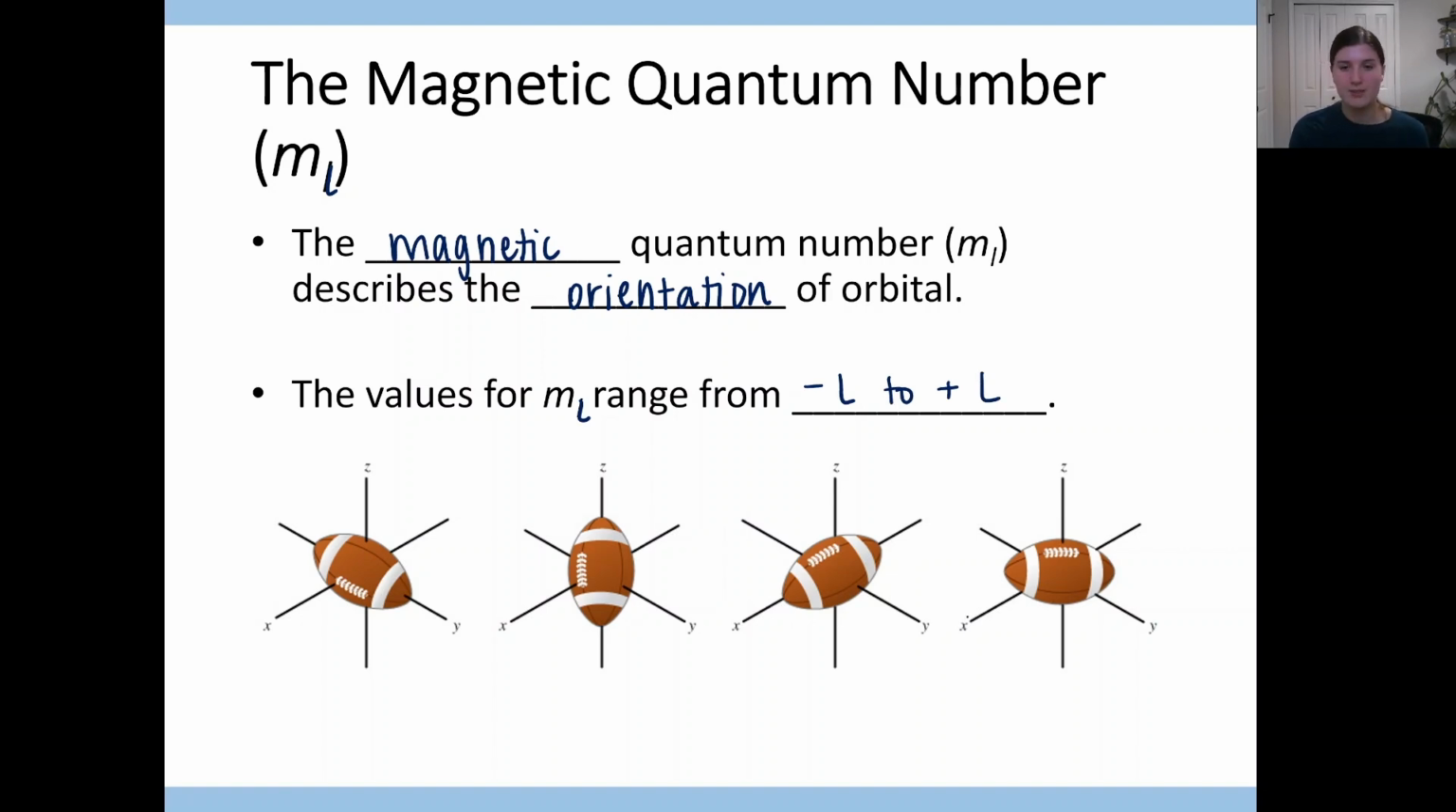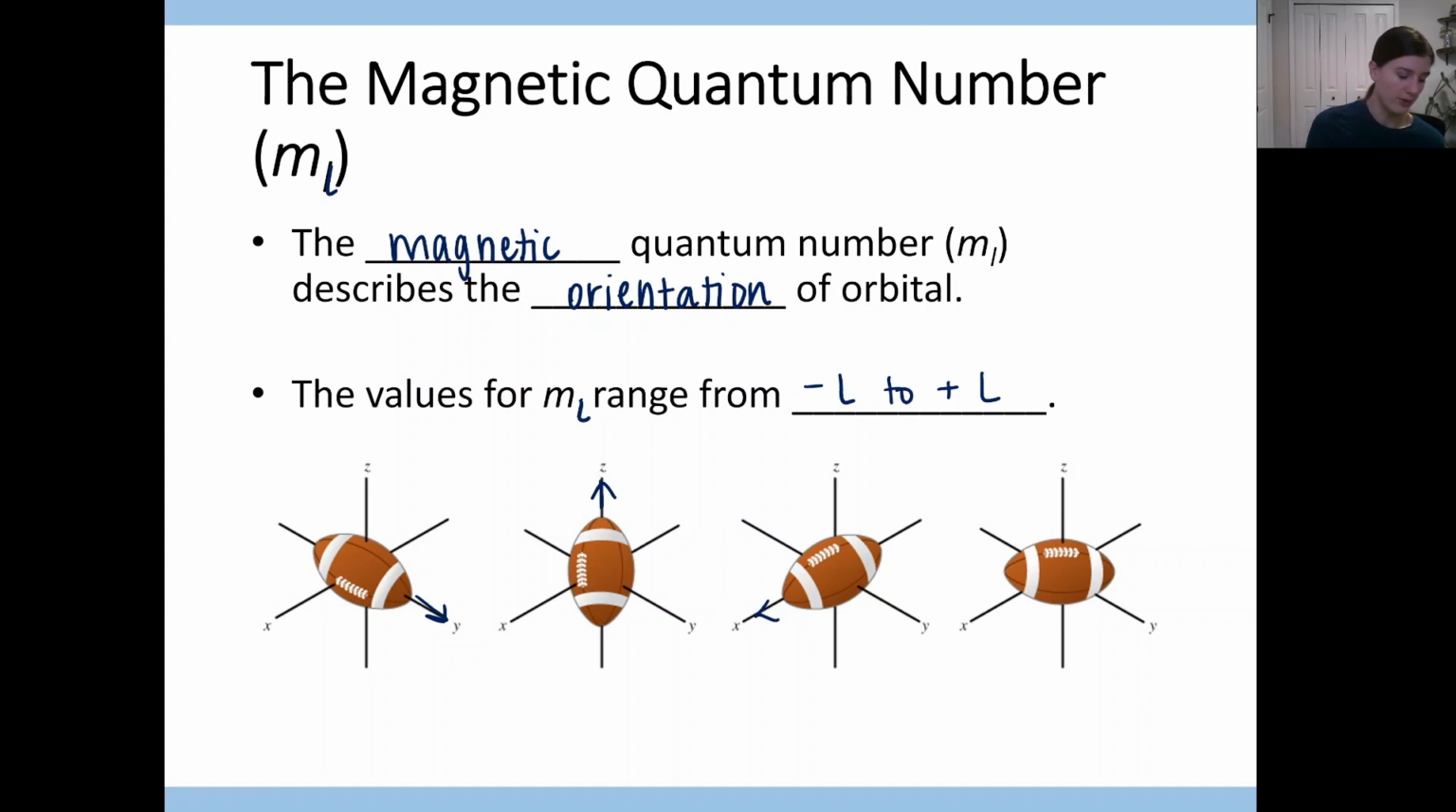So here's an example of a football that doesn't exactly align with an orbital per se. But if you have a football, imagine that's our orbital. Well, it could exist around the nucleus along the y-axis, along the z-axis, along the x-axis, or in between the x and y.